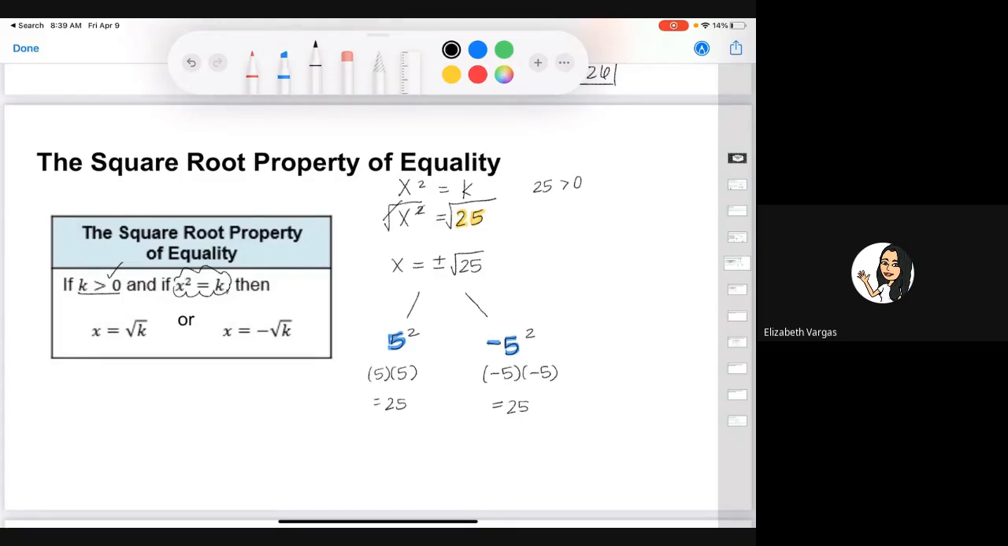So whenever k is greater than 0, what I want to keep in mind is that I need to find both the positive and the negative solution, because both of those would in fact give me the value that I'm looking for, in this case, 25. Okay, but we'll look at another example right now.